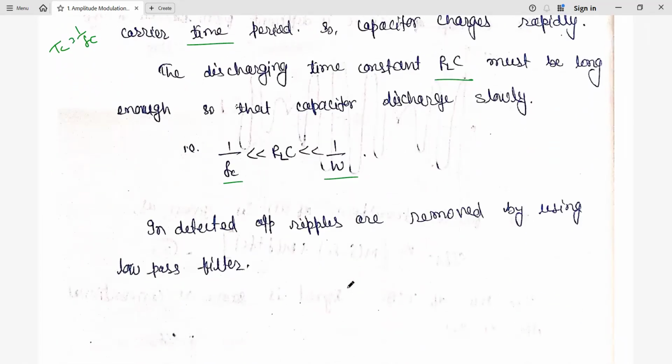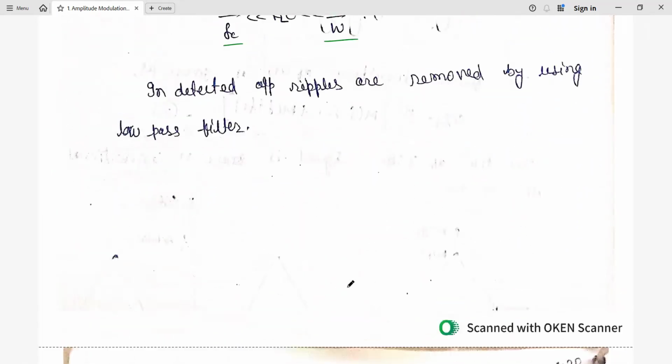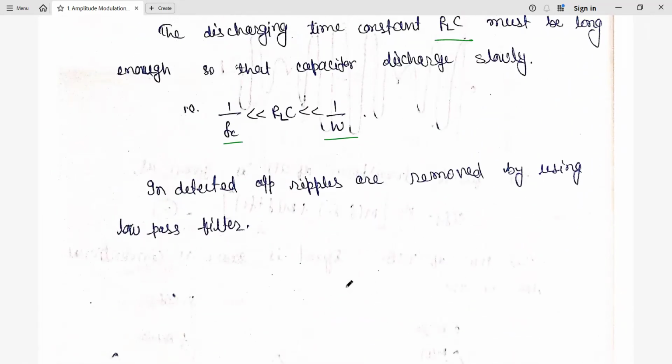In the detected output, we will have ripples, and those ripples are removed by the low pass filter. This is how we detect the AM wave with the help of a square law demodulator as well as envelope detectors.